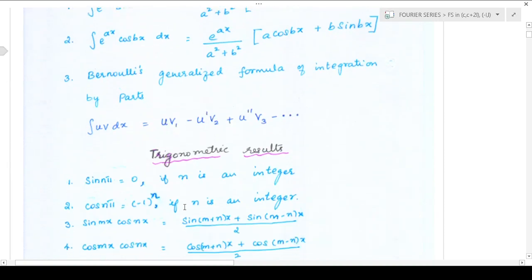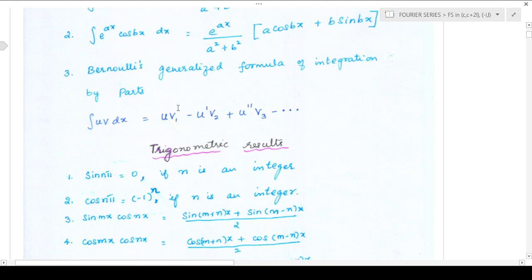Now, this is Bernoulli's integration by parts formula. Integral uv dx equals u v1 minus u dash v2 plus u double dash v3 minus and so on, with alternating plus or minus, where u dash is the derivative of u, u double dash is the derivative of u dash, and v1 is the integral of v, and again if you integrate v1 it is v2, and it goes on like that.